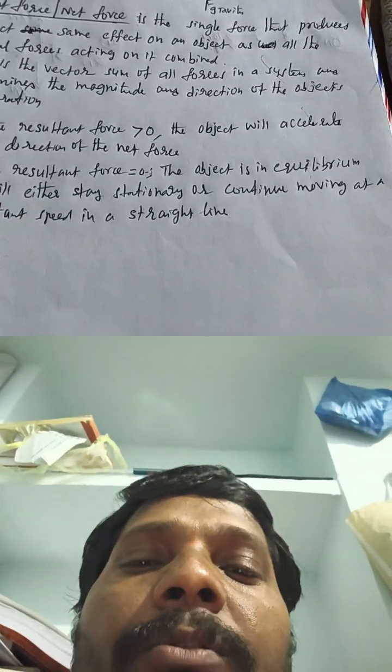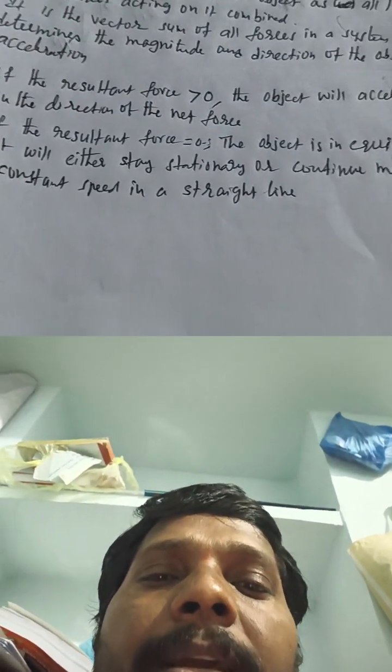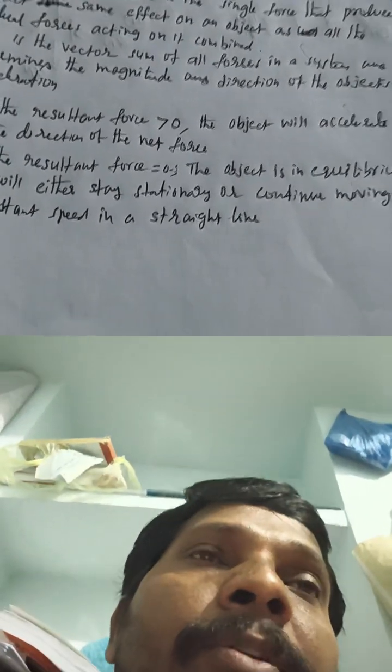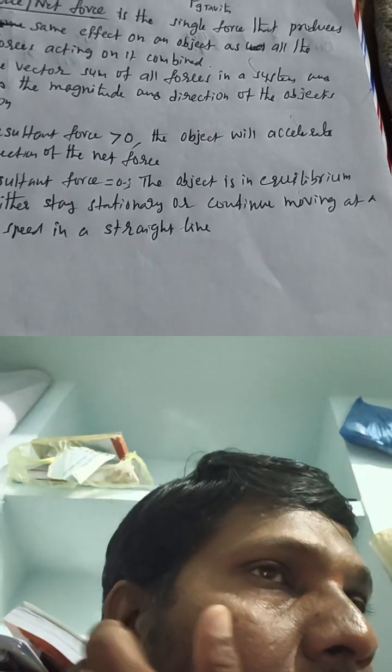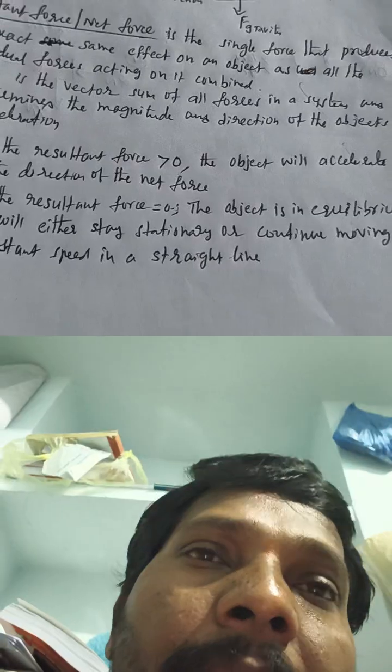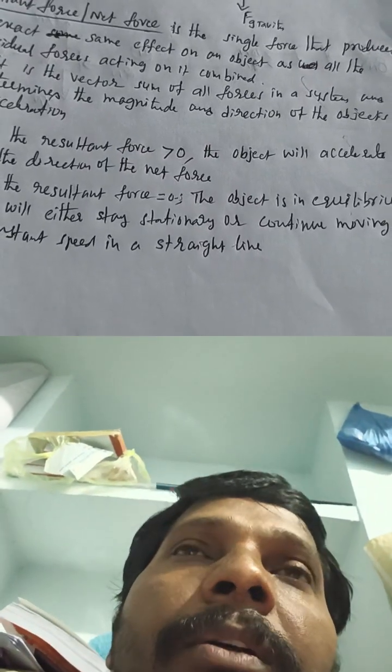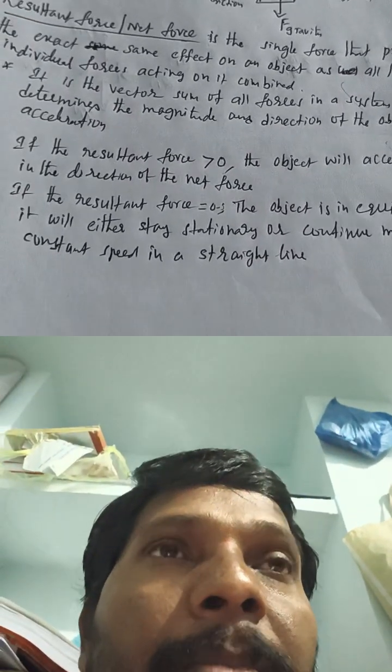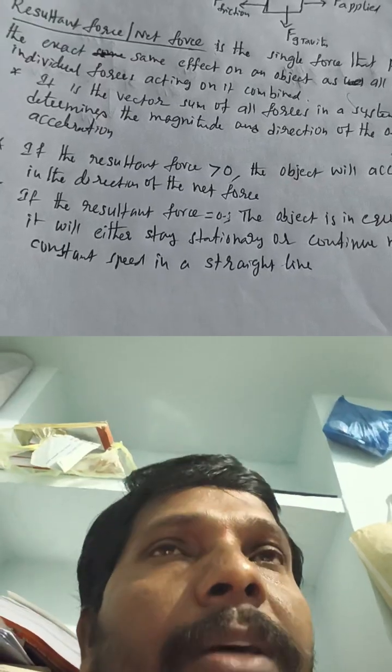If the resultant force is equal to 0, the object is in equilibrium. It will either stay stationary or continue moving at a constant speed in a straight line. If the total force, or the net force, or the resultant force acting on the body is equal to 0, then no change will take place. If it is at rest, it stays at rest.